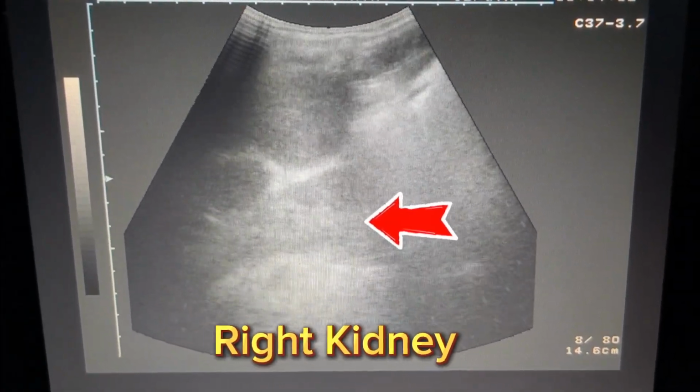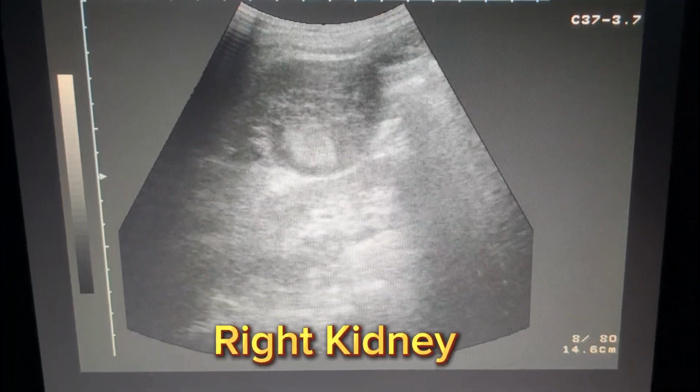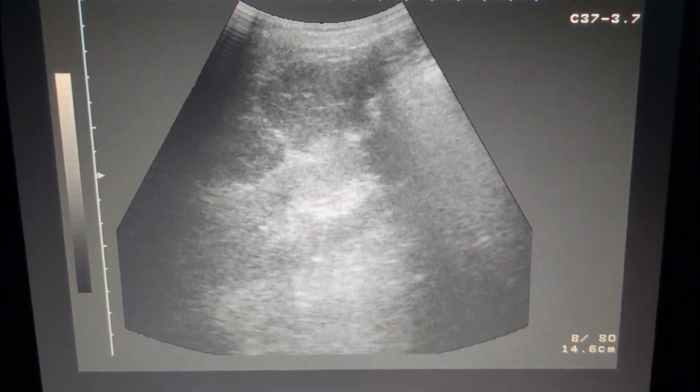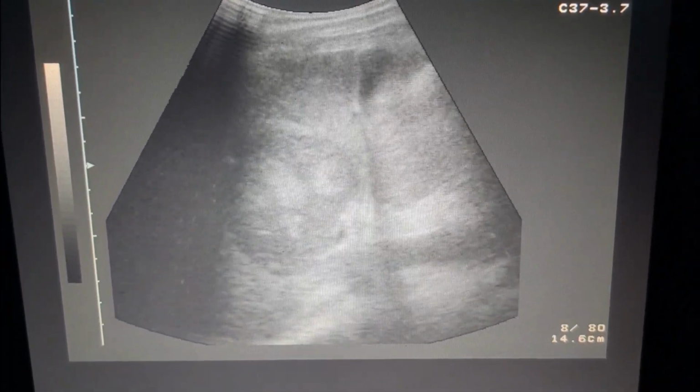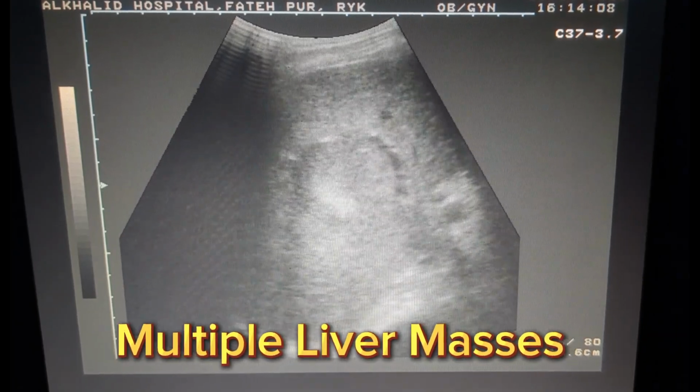Look at the right kidney. This is normal, containing no abnormal solid or cystic lesion or stone or hydronephrosis, etc.